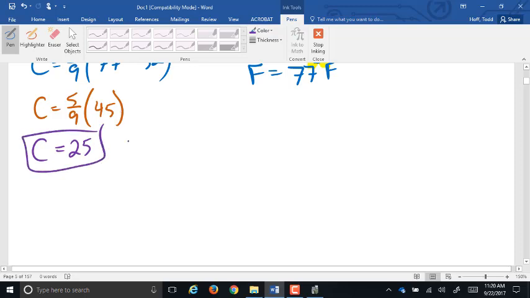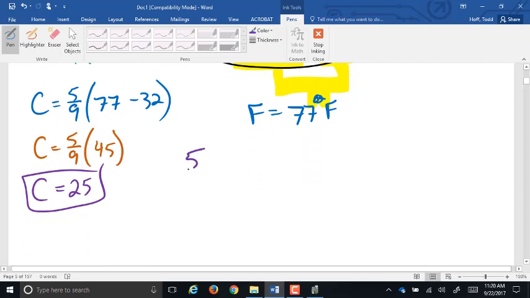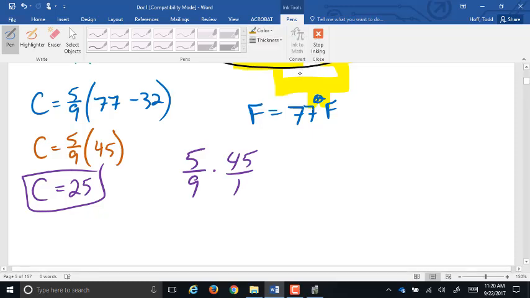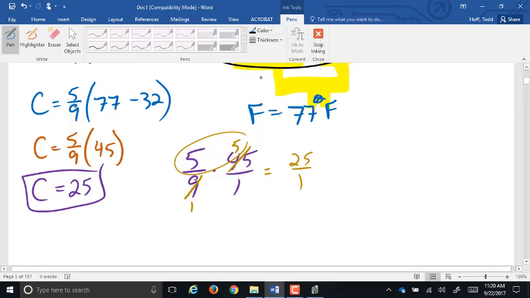Where did I lose you? Good question. You make that 45 over 1, right? That's why I chose the 77 degrees, so that would cancel out. 9 and 45 both divide by 9, giving me 1 and 5. So 5 times 5 is 25. 1 times 1 is 1. Any other questions?